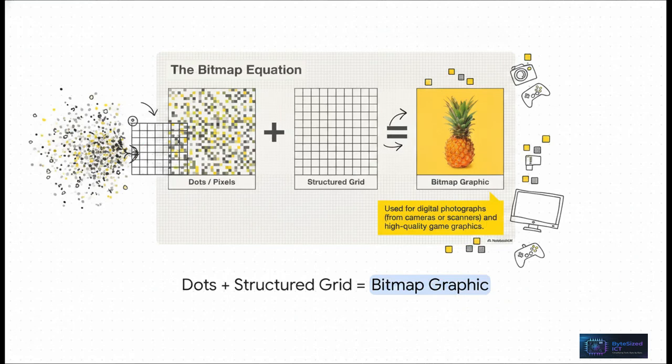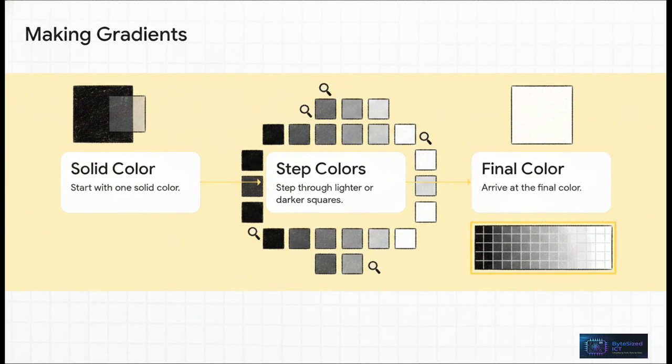So when we put all this together, we get what you might call the bitmap equation. Take an assortment of single-colored pixels, mathematically lock them into a structured, rigid grid, and boom, the sum is a complete bitmap graphic, just like our detailed pineapple here. Once you really grasp how rigid this grid is, you realize that so much of what we see on our screens is just a really clever trick of the eye.